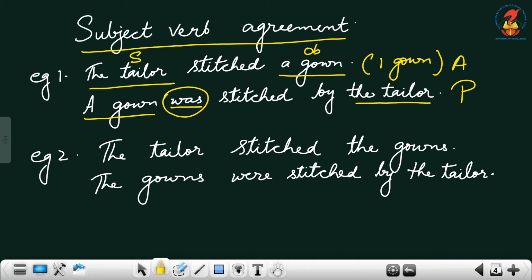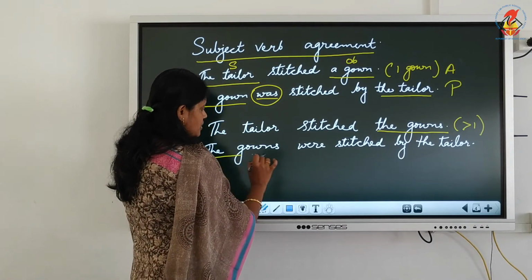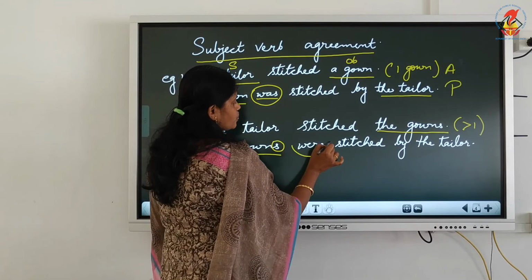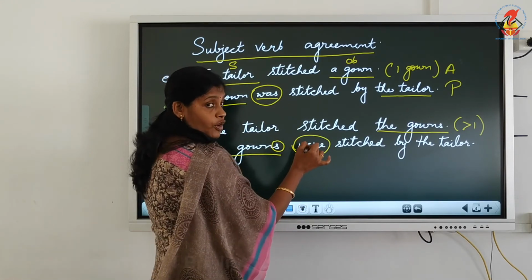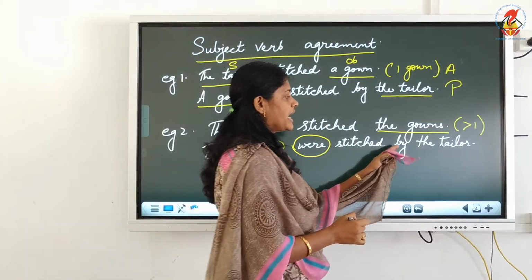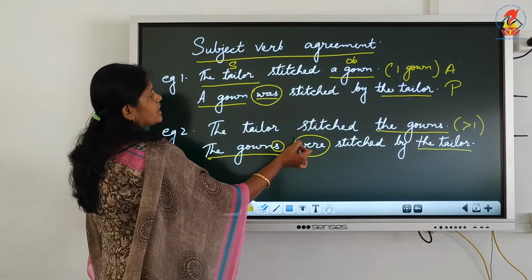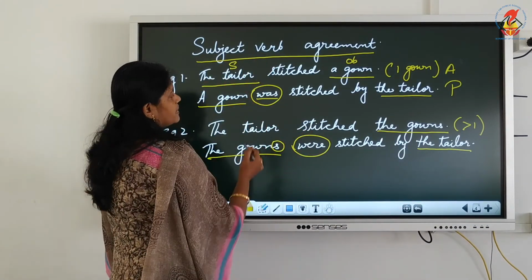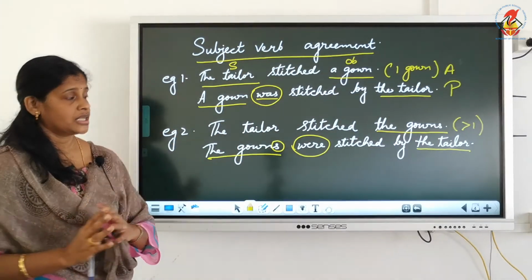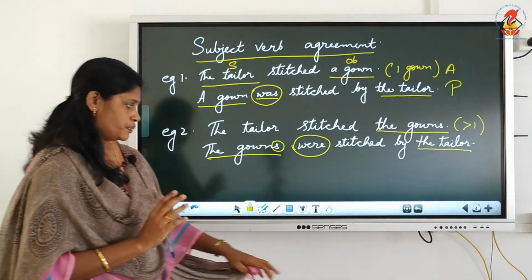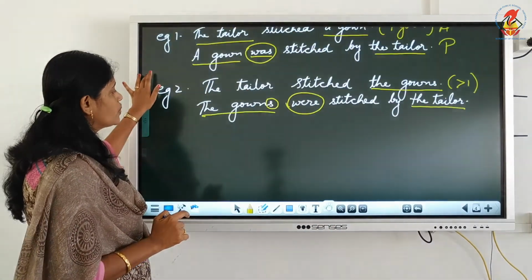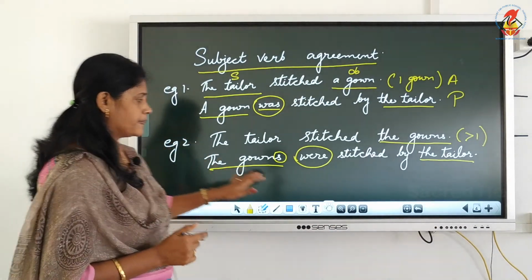In the second sentence, the tailor stitched the gowns. So it is more than one, isn't it? So what will you write? The gowns. As we have used the gowns, plural is here, we use the word were. Was and were, this is for plural. The gowns were stitched by the tailor. One tailor only. But here you see the subject should agree with the verb. If the subject is singular, the verb should be singular. If the subject is plural, the verb should be plural. It is very important for you to know this rule of subject-verb agreement.